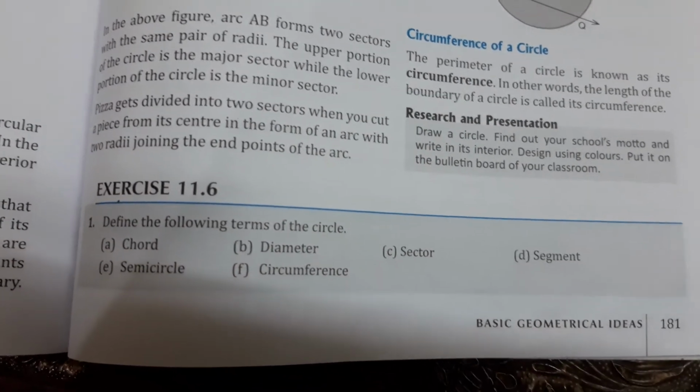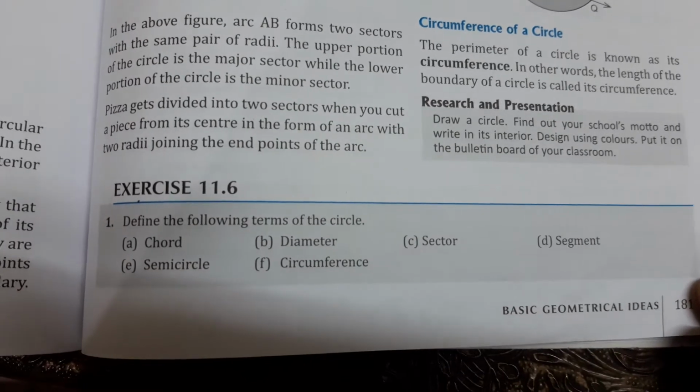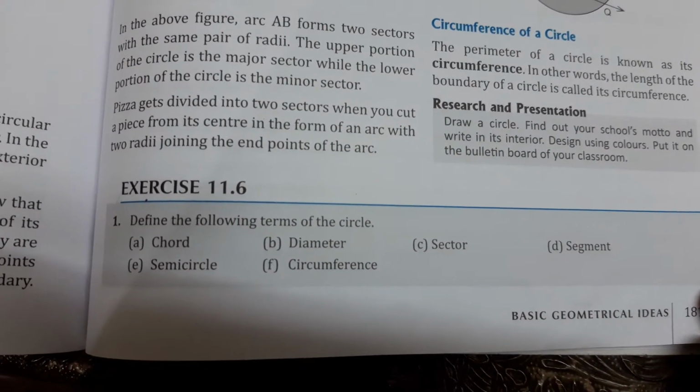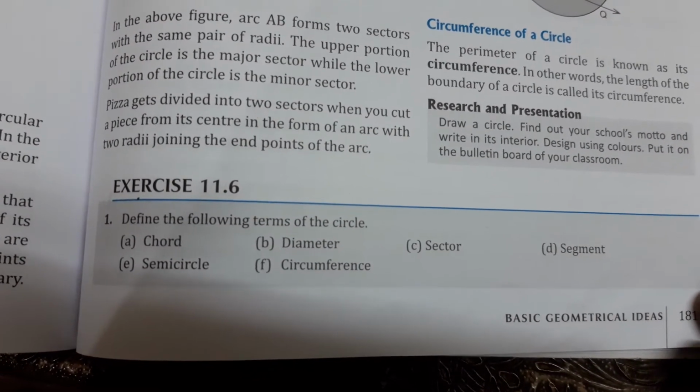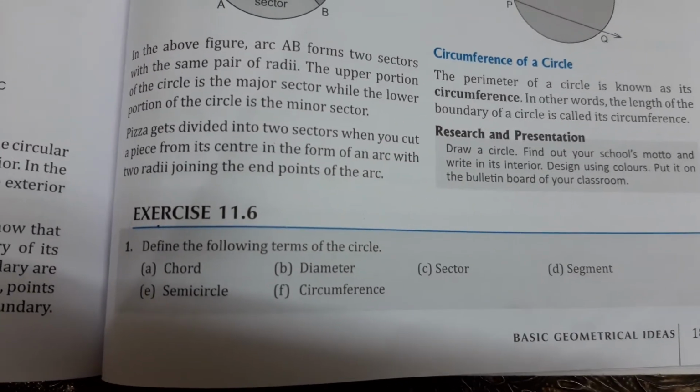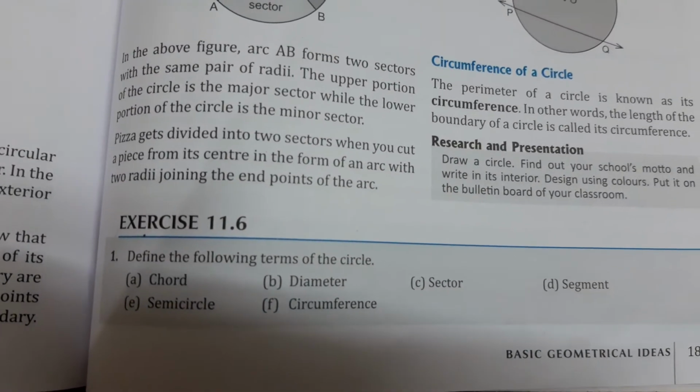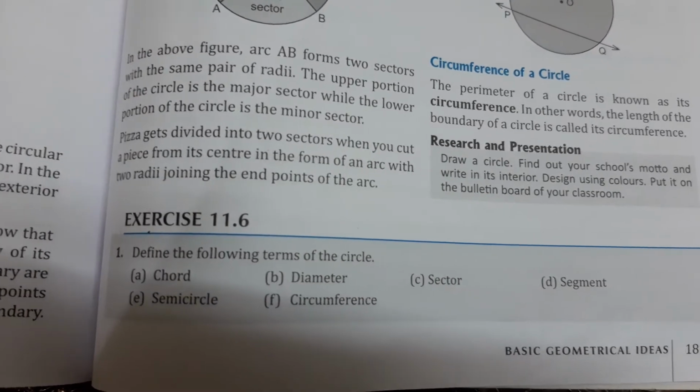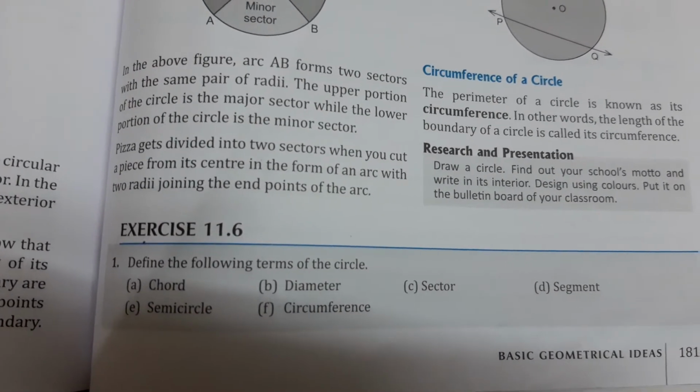First question is define the following terms of the circle. First is chord, second is diameter, third is sector, then segment, semicircle, and then circumference. So you have to define all of these terms. So first is chord.